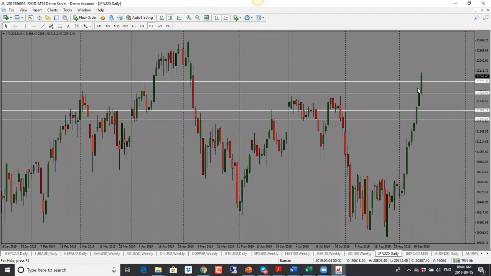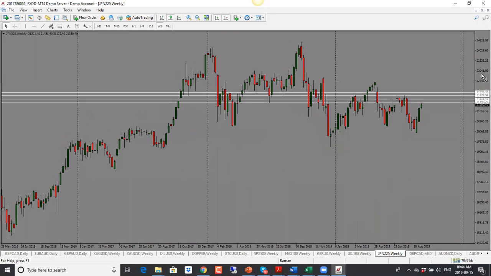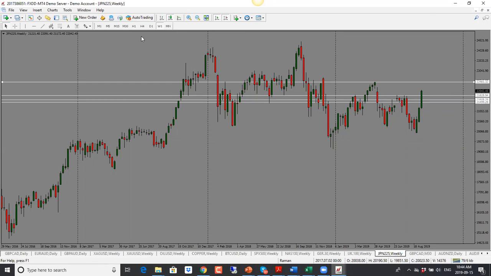Nikkei looking very, very strong here for the last couple of weeks. So bias is bullish. Next target is 22,500. So bullish bias for Nikkei here.